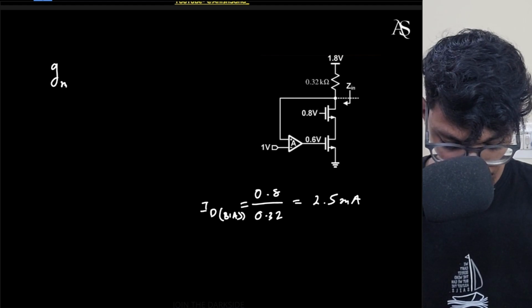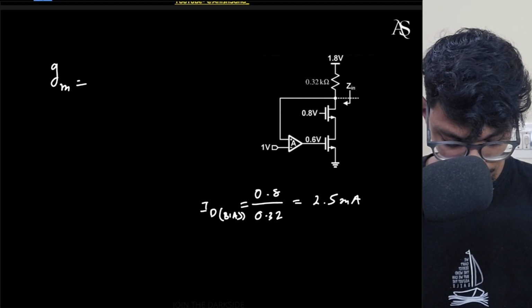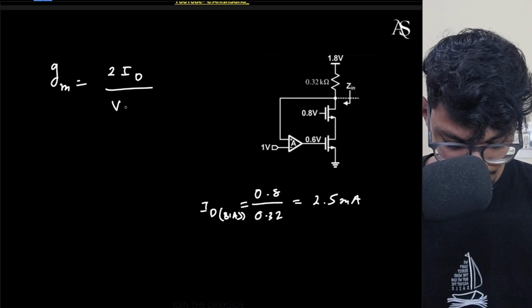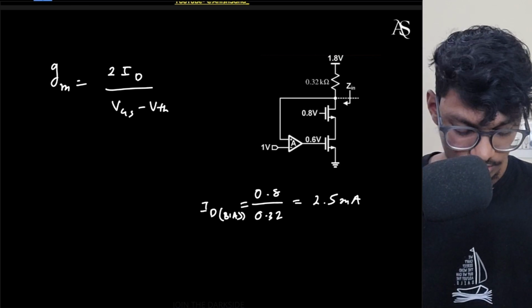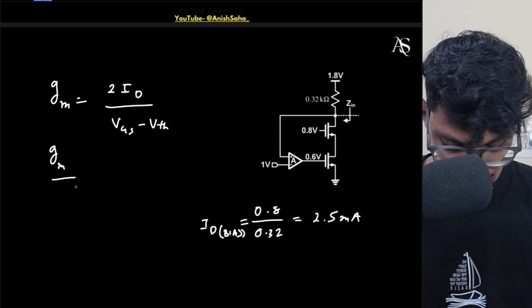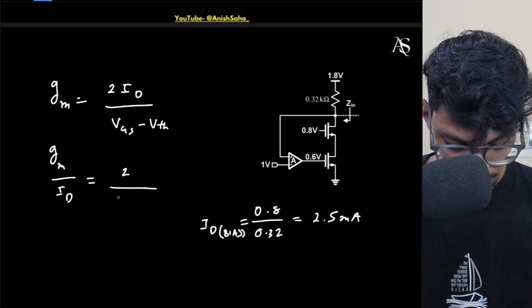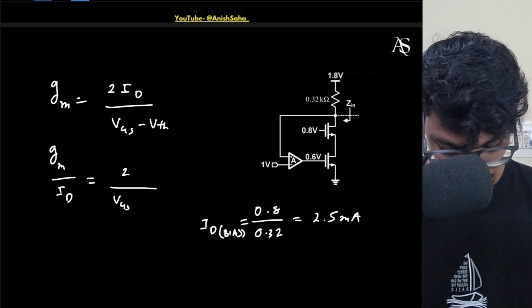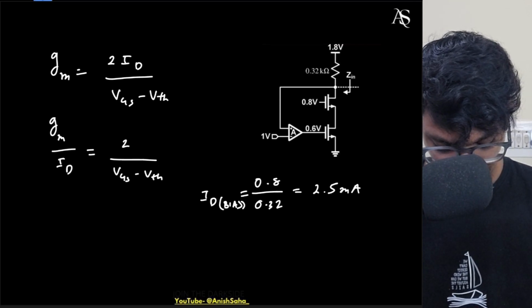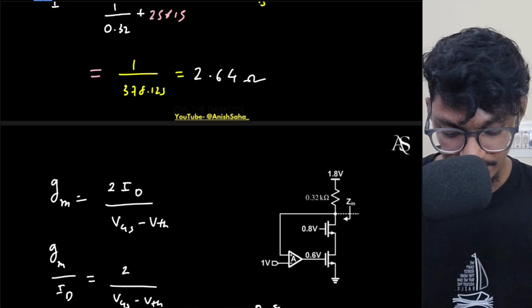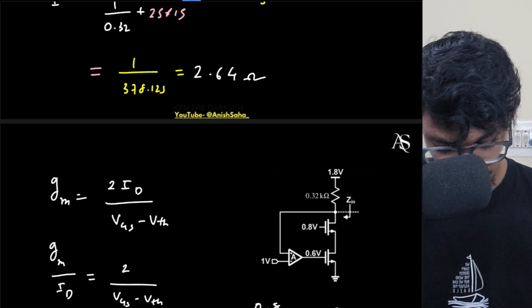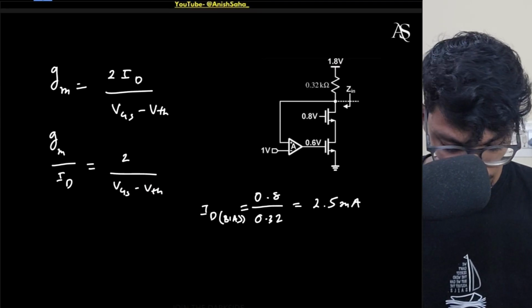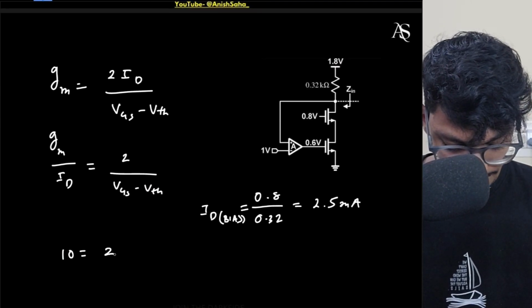Your GM is equal to 2ID by VGS minus VTH. This we learn when we study MOSFETs. So from here I can write down my GM by ID is equal to 2 by VGS minus VTH. So GM by ID is what? GM by ID they have already given as 10 volt inverse, right? And from the units also I can see it is volt inverse units. So this will be 10 equals 2 divided by VGS minus VTH.